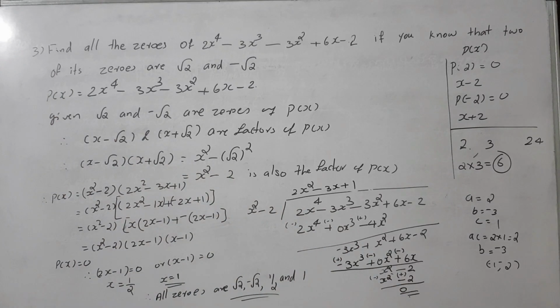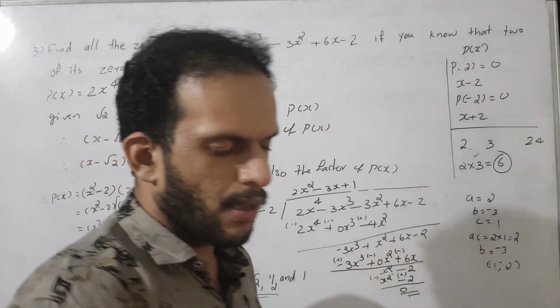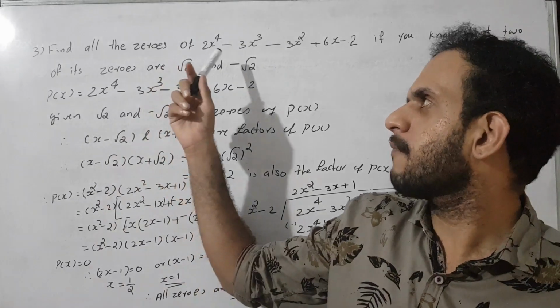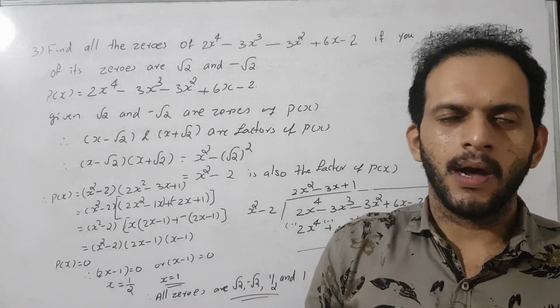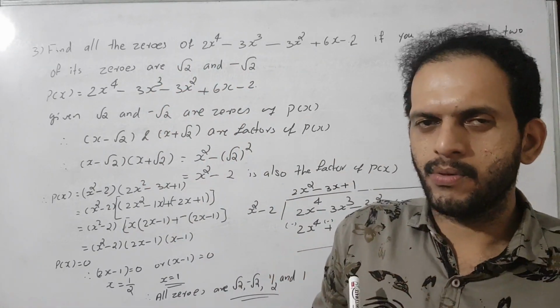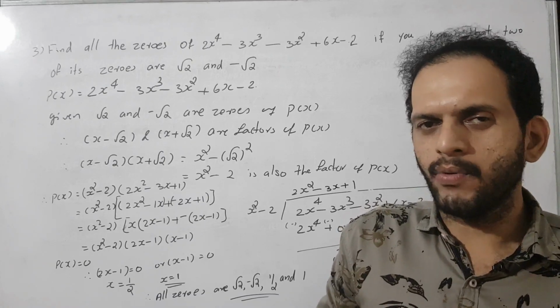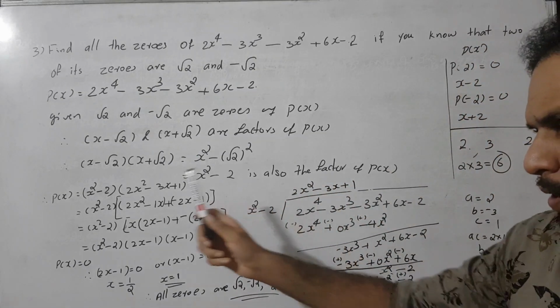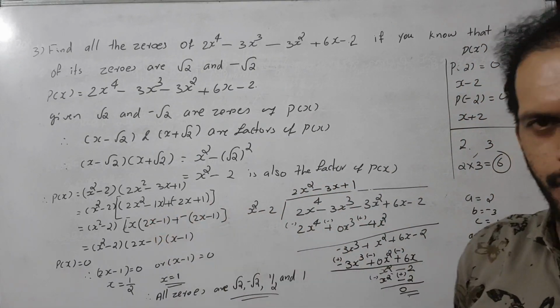What are all the zeros of the polynomial? All zeros are root 2, minus root 2, 1 by 2 and 1. This is the idea to find all the zeros of a polynomial, a fourth degree polynomial. I told you it's an important type of question. I think you got the idea how to find this, because we know how to divide the polynomial and we know how to factorize the second degree polynomial.